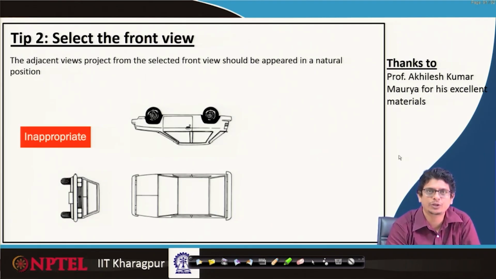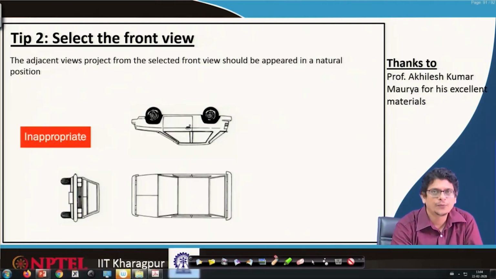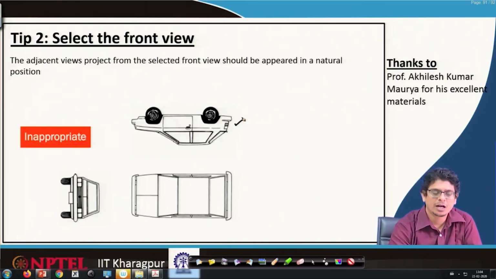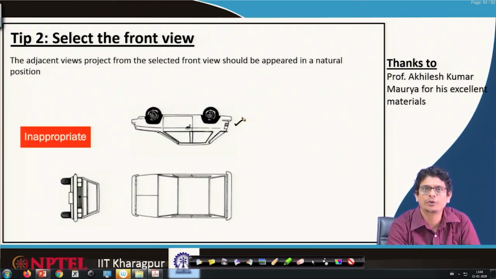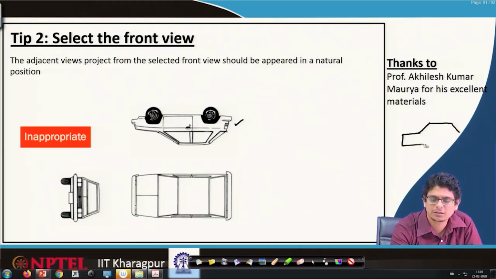For example, we would like to construct views for a car, an automobile. If we are constructing views by looking from the bottom side, perhaps the car might look like this. Perhaps this bottom, left, right depends on how we are going to keep the car. For example, let us consider our car is of this kind of shape.